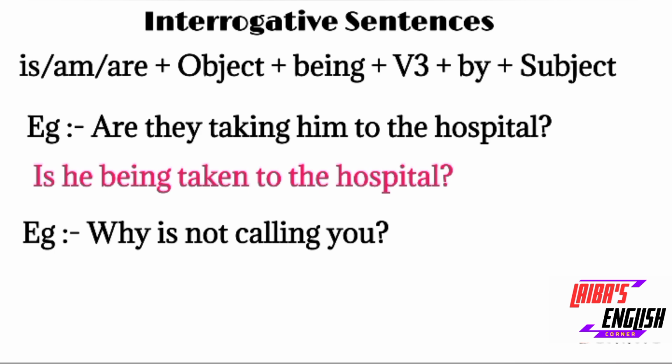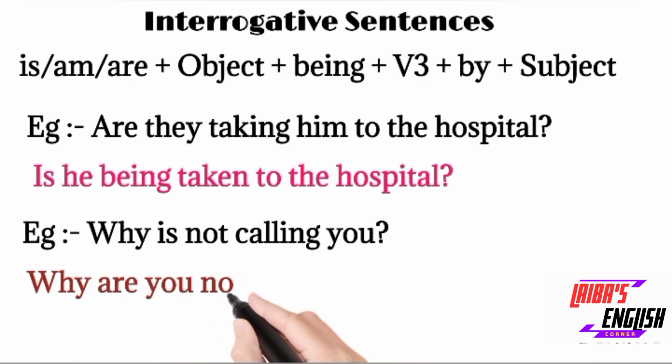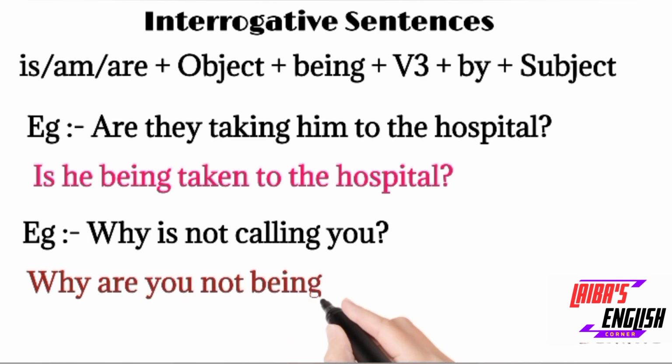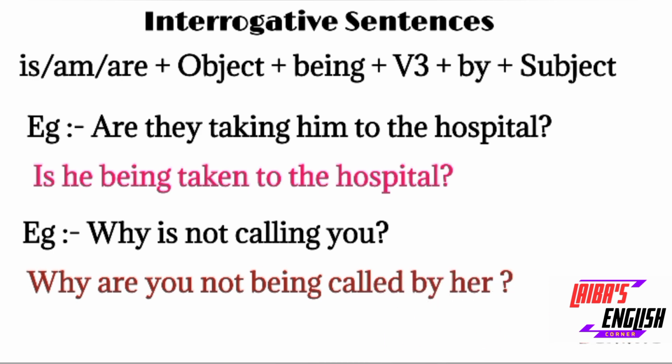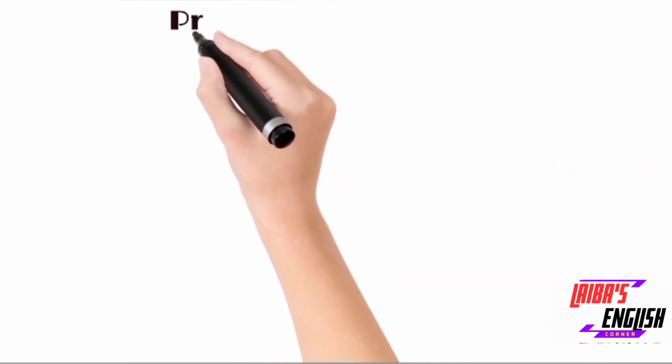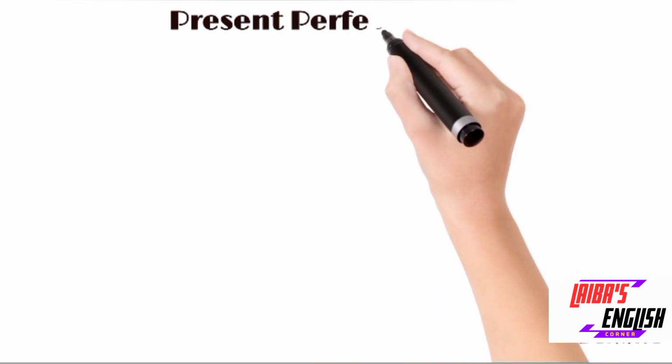Second example, why is she not calling you? So here, "why is she not calling you" is the correct sentence, and now we will change that into the passive voice. Why are you not being called by her? So "why" will not change its place. Why? Because it is a WH sentence, WH word. So WH will remain in the place, and then we will use the helping verb because these are the questions.